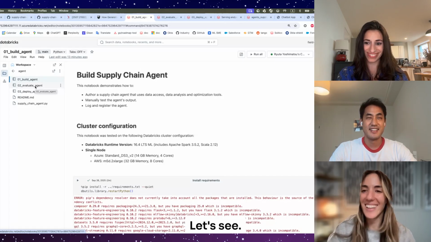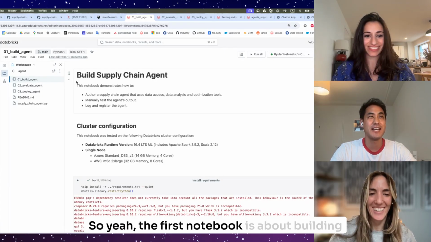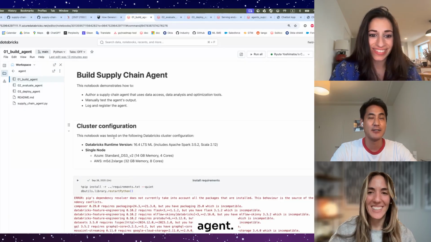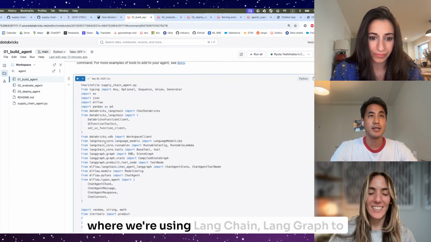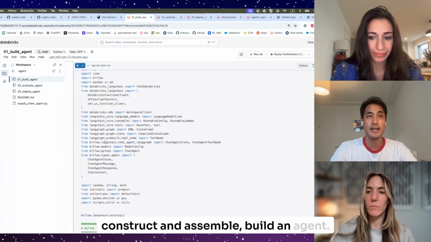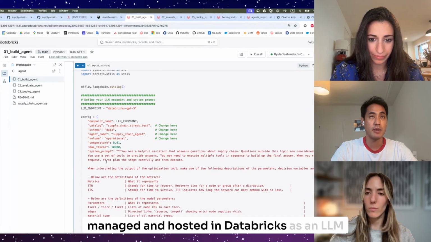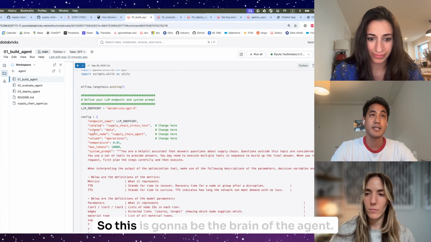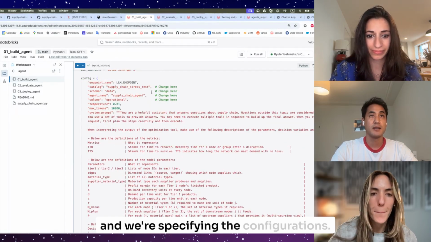Let's see. So the first notebook is about building the agent. It's just boilerplate code where we're using LangChain LangGraph to construct and build an agent. And here we are using a GPT-5 model that is managed and hosted in Databricks as an LLM endpoint. So this is going to be the brain of the agent. And we're specifying the configurations.